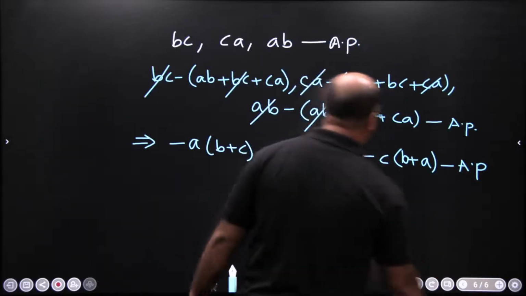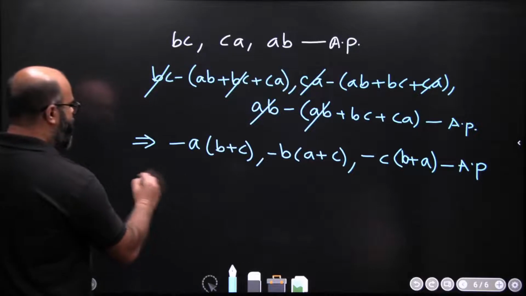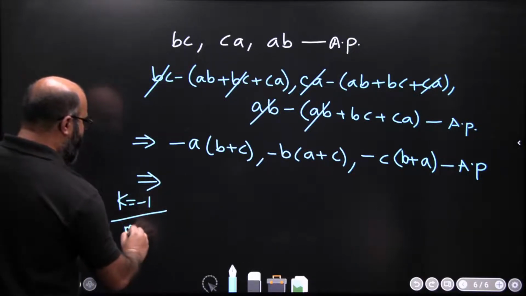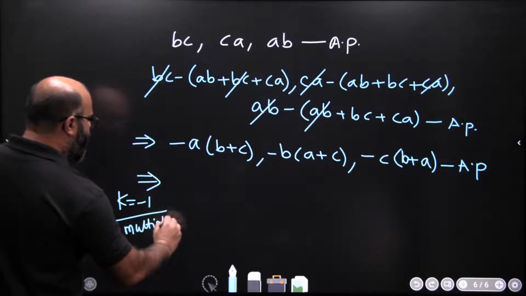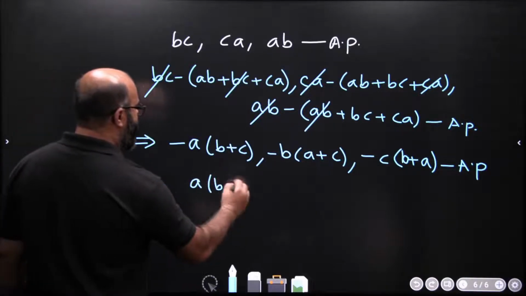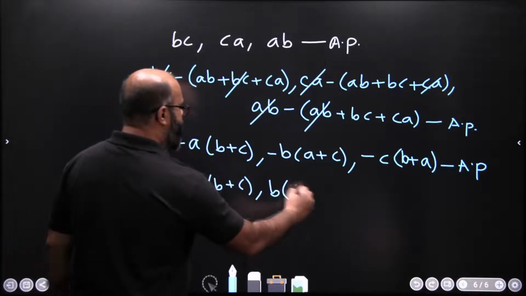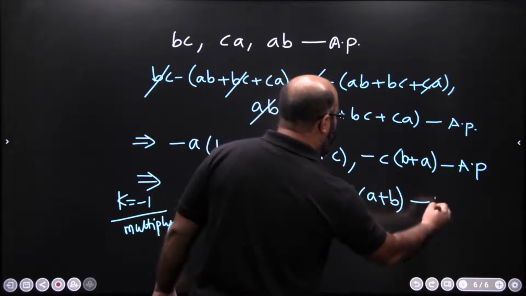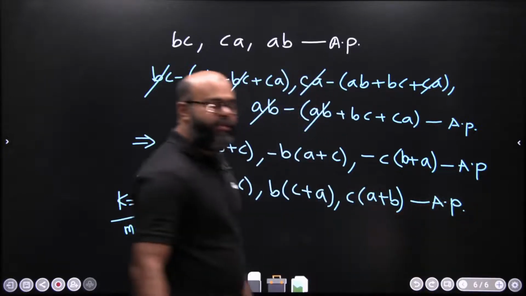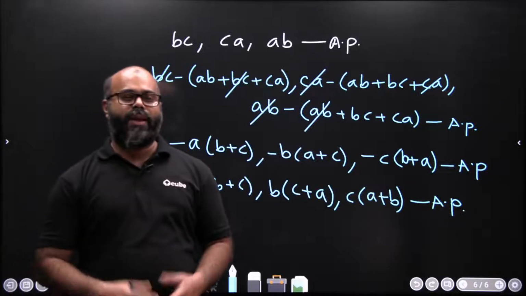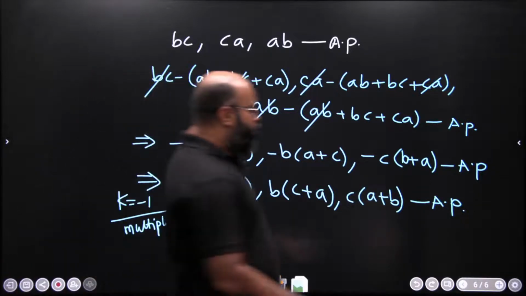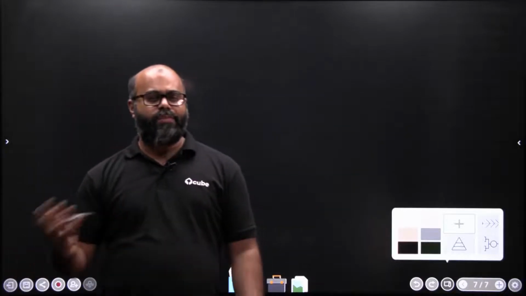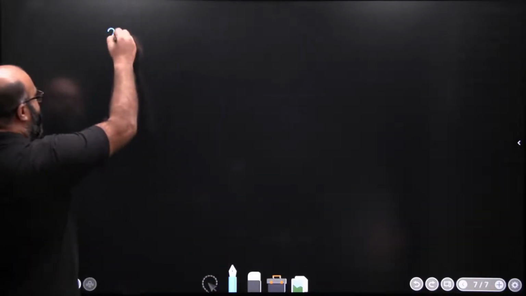What we have to do here is just multiply by a constant which is minus 1. So K is equal to minus 1, multiply with this K to all of them and you will get A into B plus C, B into C plus A and C into A plus B as an AP. So using properties, these questions can also be done very easily. Also you can do these questions by the definition of the AP. So we come to the next property. We have done two things in the first property, two things in the second property. Now this is the third property.